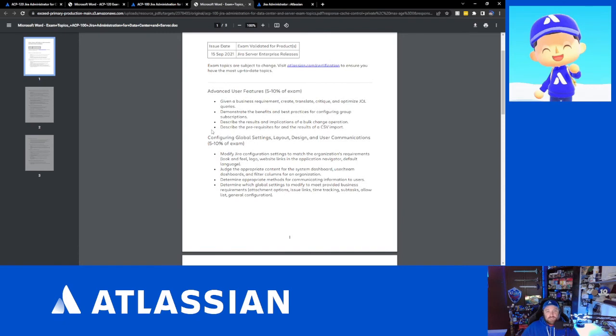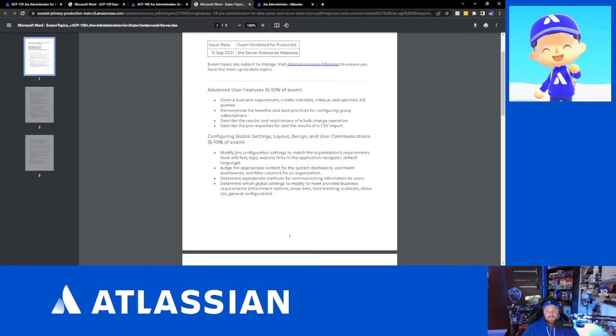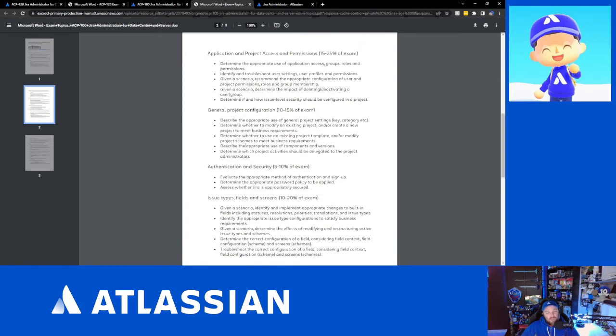You will definitely notice that there's going to be a difference between the cloud and the data center ones. So for anyone who is writing both of them, you're going to probably want to focus on one at a time so that you aren't going to get confused and mix between the cloud and the data center certifications. But definitely read through your exam topics.